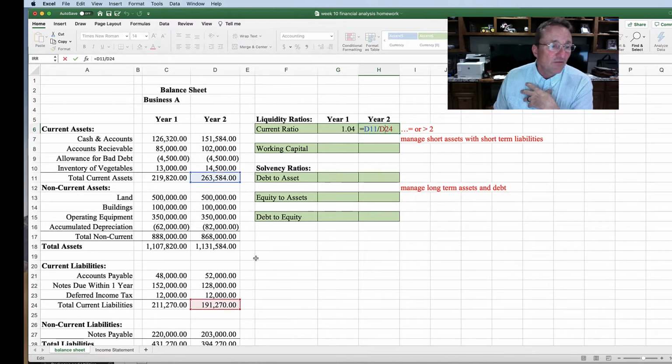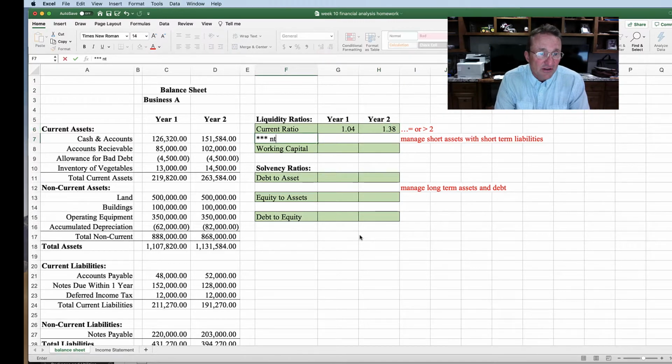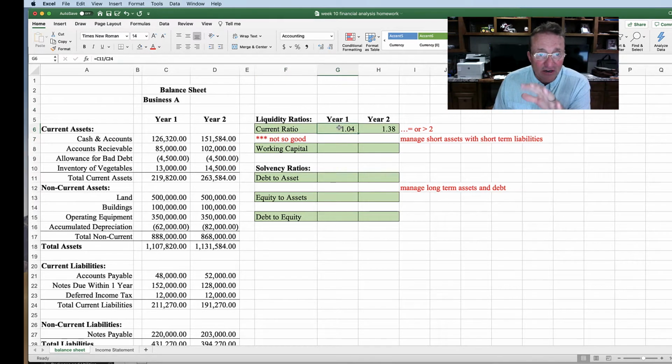Now for year 2, it looks like we have grown to 1.38. So this is not necessarily a good ratio here. In fact, the answer for this would be not so good. We would really not like this. Again, the video last week also helps you with this, but that's what we'd be looking at. This is not really a good current ratio. We're barely covering our current assets.